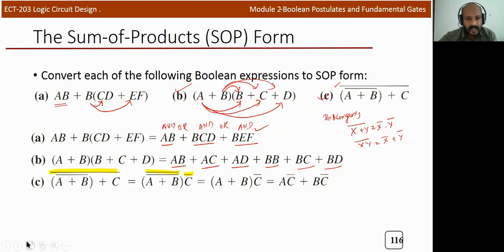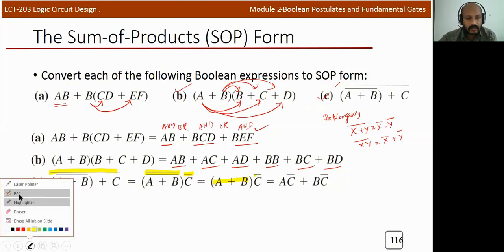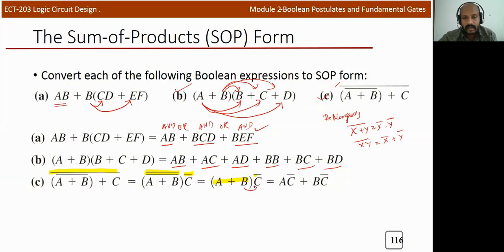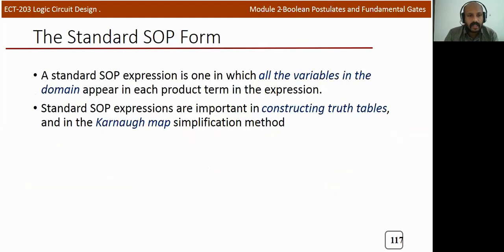Now we can see that here is a double negation. If you perform the NOT operation twice, you will get exactly the same. So it becomes A plus B into C bar. Now we can perform the multiplication like B C bar and A C bar. So the two expressions. Now it is in the SOP form. Okay, now we'll move to the next one.